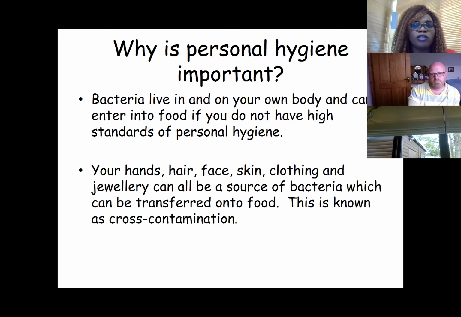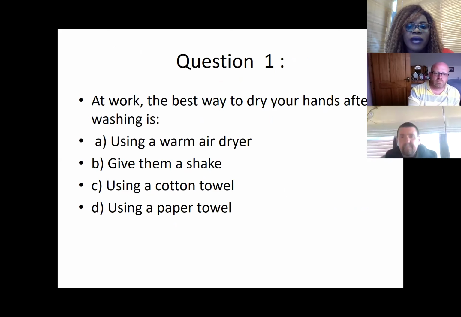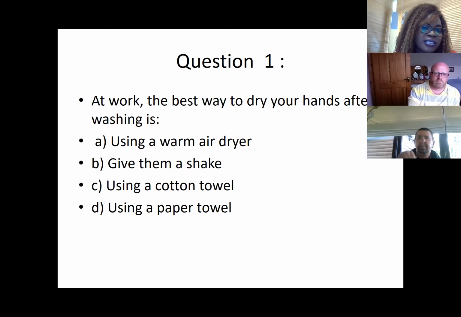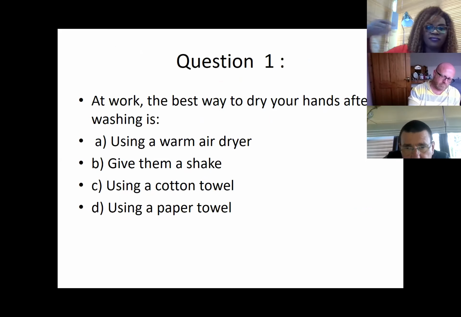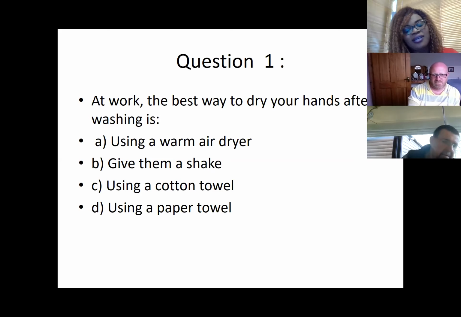It covers things like where you store your food. The cooked one, where do you put it in the fridge, the top layer or the bottom? Do you understand? It tries to judge how good you are in terms of personal hygiene. I've got a couple of questions that can help us appreciate the kind of questions. The first one: at work, the best way to dry your hands after washing is, number 1, using a warm air dryer, number 2, give them a shake, number 3, using a cotton towel, number 4, using a paper towel.